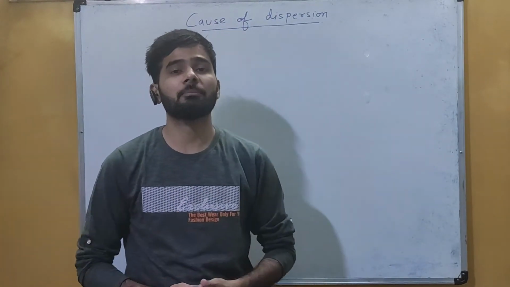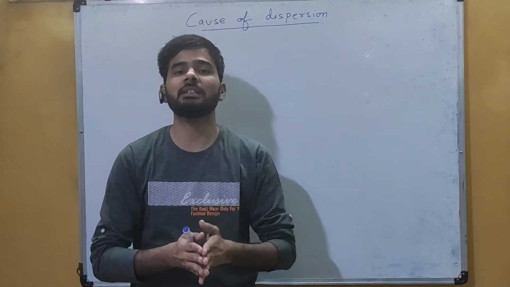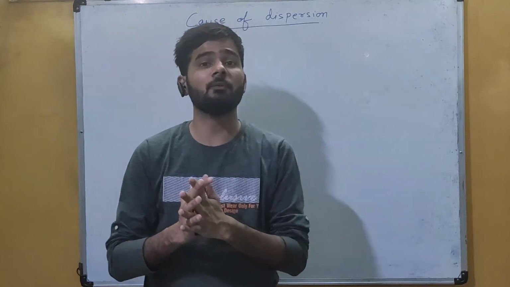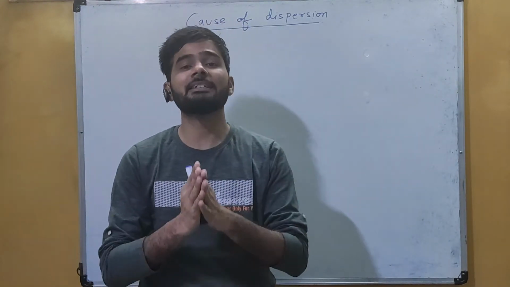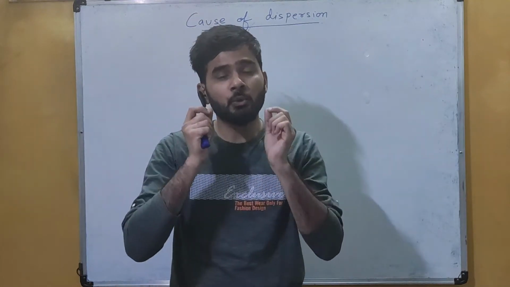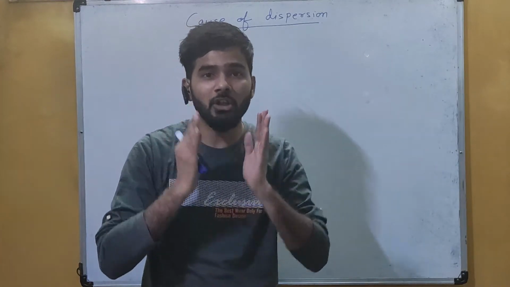We are studying our Chapter 11, The Colorful World. In the previous video we have seen what dispersion actually is. That was the phenomenon of splitting of white light into 7 colors. And now in this video we will see what the cause of dispersion is. To deal with the cause of dispersion, first of all we will see some relations.